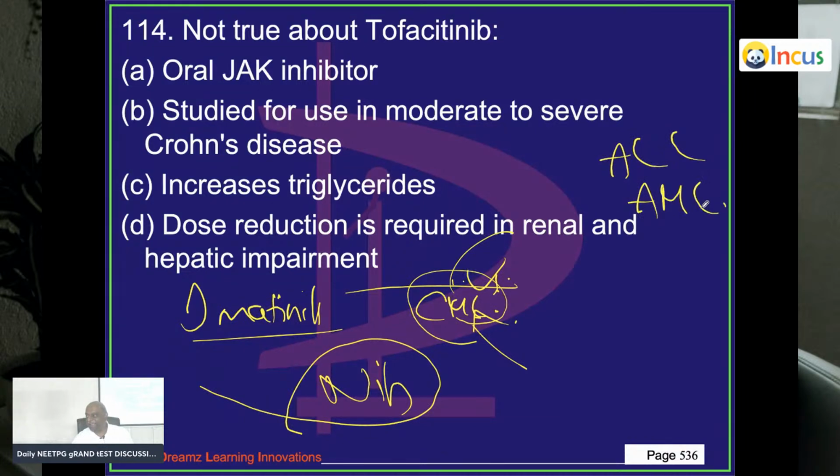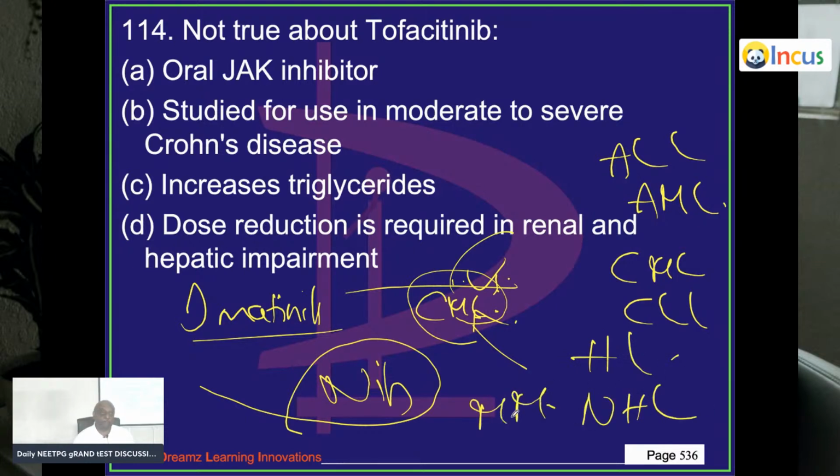ALL, AML, CML, CLL, HLN, HL, MM, multiple myeloma, and HCL, hairy cell leukemia.